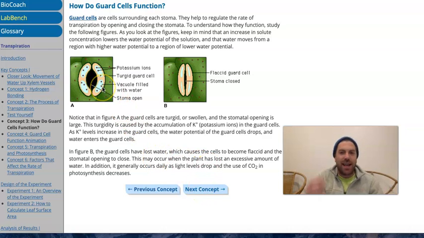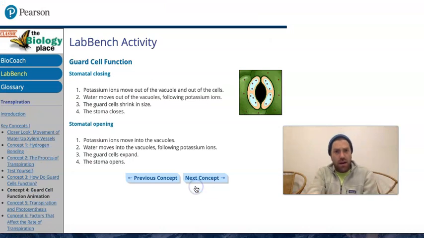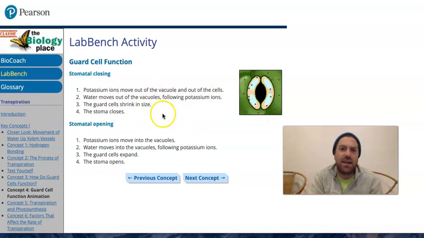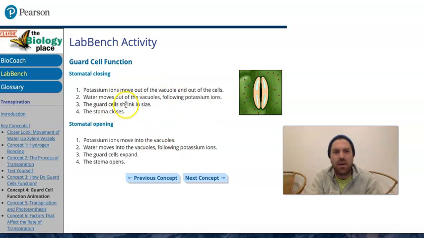When it's open, it actually uses water to make them fill up, and they go whoop, almost like those balloons that have the curved balloons, right? And then if it wants to close them, it just deflates them with water, and they close up. Kind of cool. So potassium goes in, and that causes the water to leave. Potassium out, and the water follows it.